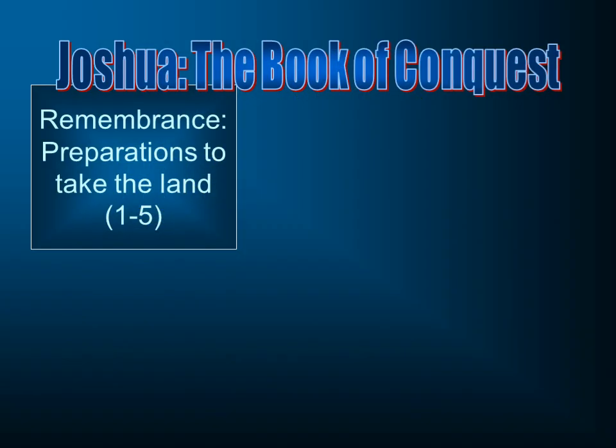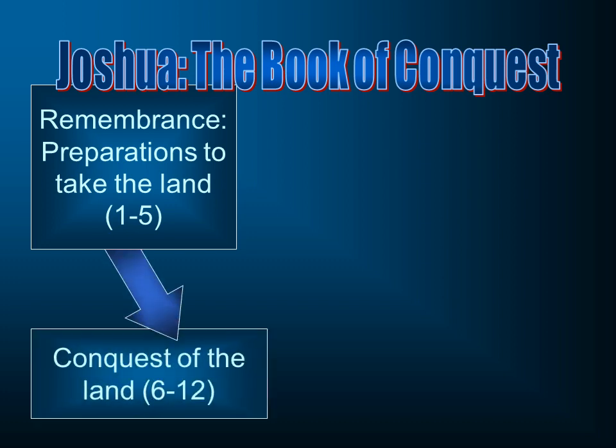In Joshua chapters 1 through 5, we read about the issues of remembrance. They remember where God's taken them. They're planning to take the land. Preparations are made. People are circumcised. They keep the Passover. And then chapters 6 through 12 are the big action sequences in the book of Joshua where the land is actually conquered.